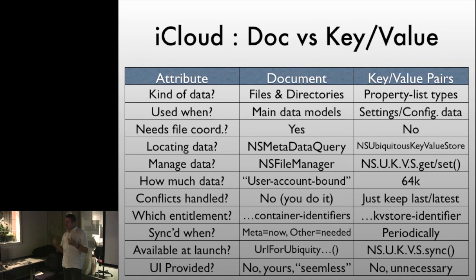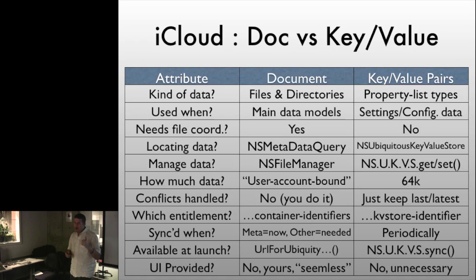How do you handle conflicts when multiple applications have changed a document-based file store? You handle it. It's not handled by iCloud. There's a bunch of tools for handling conflicts, but it's not resolved automatically. For key value pair stores, it's automatically the last one that was saved. Whoever made the last update is the current version across devices.